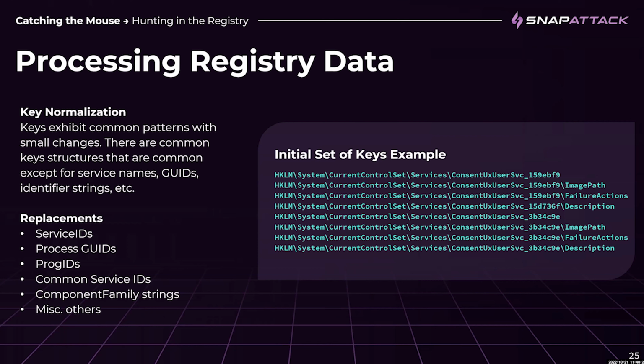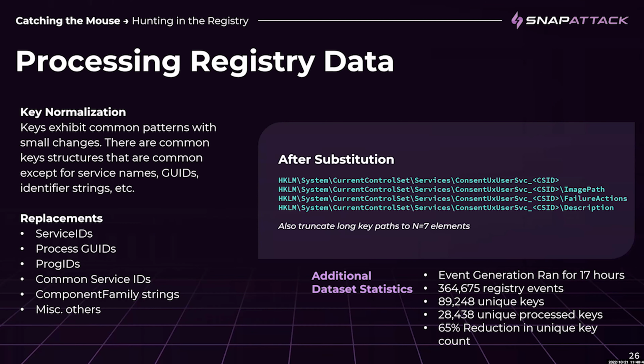And so we normalize these by going through and finding these unique identifiers like service IDs, process IDs, program IDs, et cetera, and just replacing them with tokens. And I did this just by staring at Windows registry logs for a long time and writing regexes. And so this is what it looks like after we normalize that and truncate some of these keys because they're very long. That gets us down to about 28,000 unique keys. But still, this is a pattern we would want to pull out. We would want these to be associated with each other. So how do we do that?